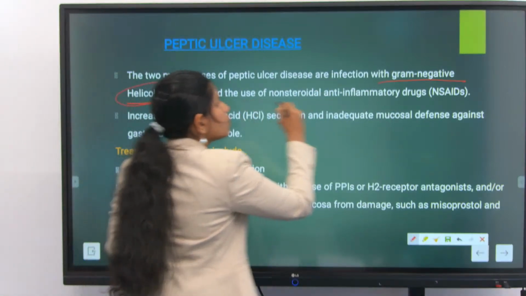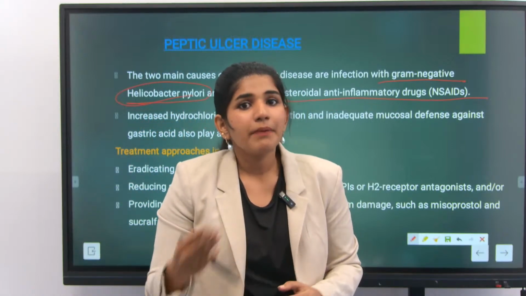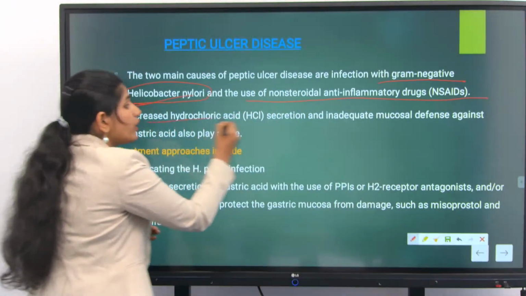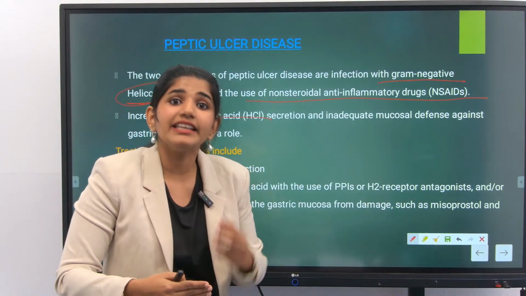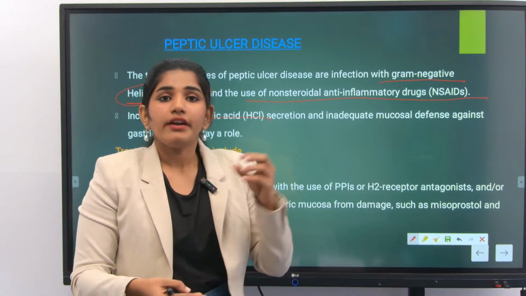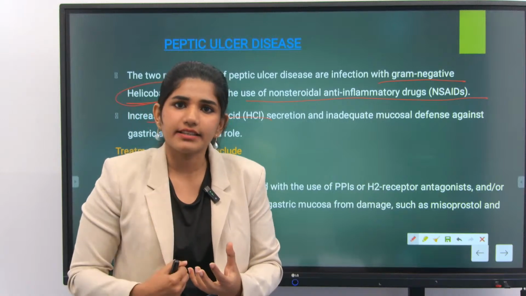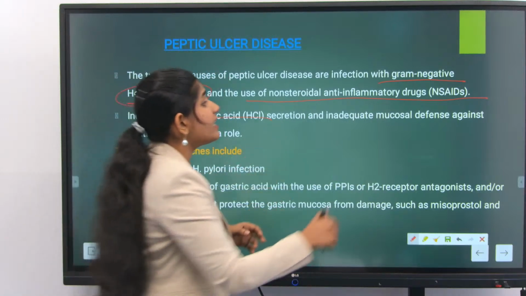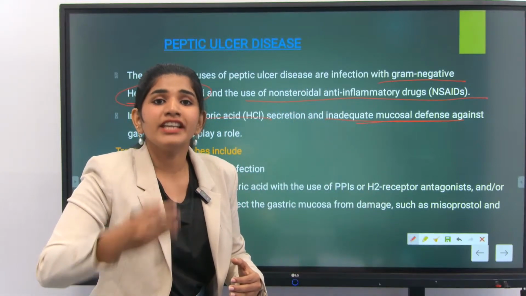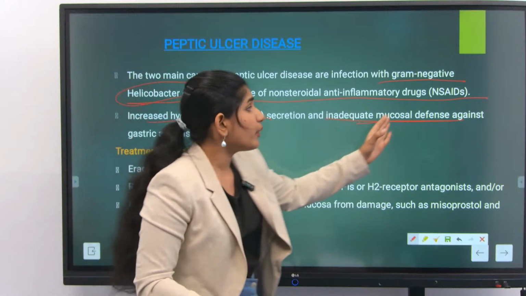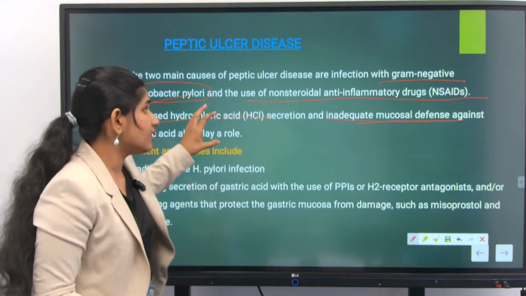And as we said, the use of non-steroidal anti-inflammatory drugs can also result in peptic ulcer. Hydrochloric acid is secreted in enormous amounts, but in a normal condition, even if hydrochloric acid is secreted, our mucosa can defend against it. But in peptic ulcer conditions, there is inadequate mucosal defense. The mucosa cannot give adequate defense against the gastric acid. This is the main problem in peptic ulcer disease.